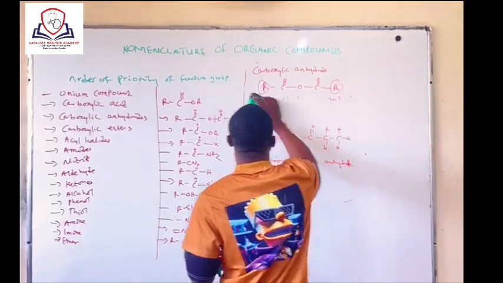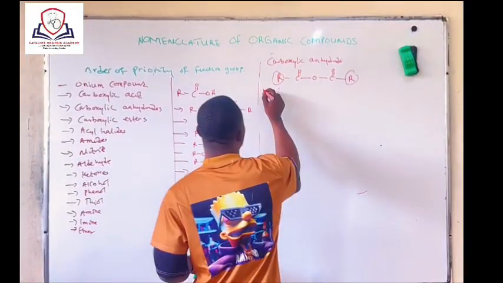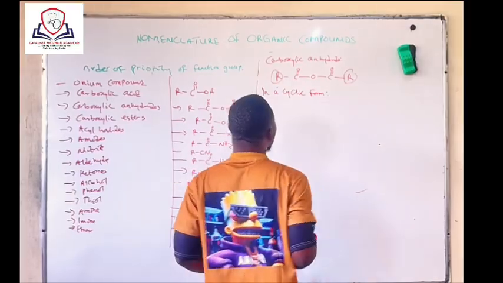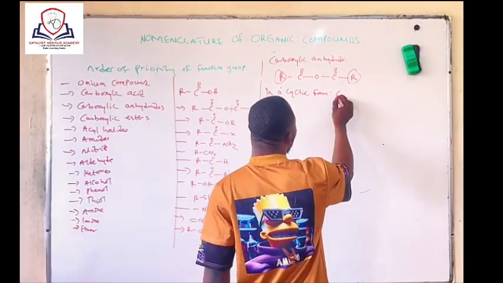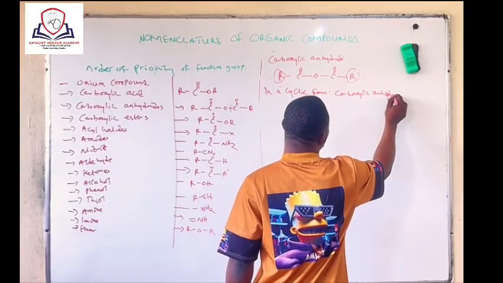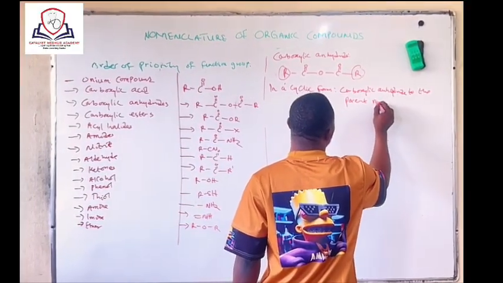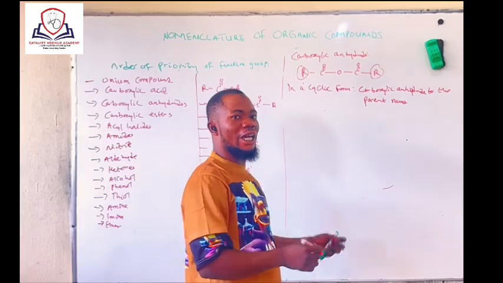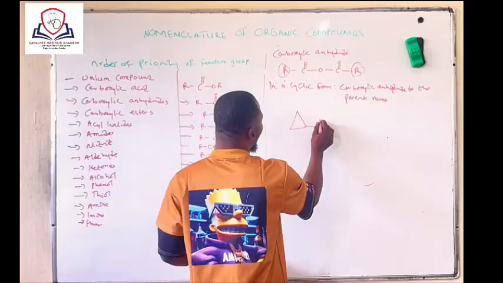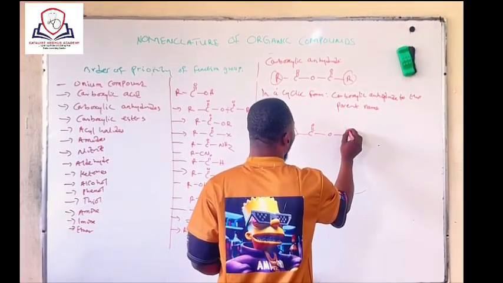Now, what if they occur in a cyclic form? If the R is in a cyclic form, you just add carboxylic anhydride to the parent name. You add carboxylic anhydride to the parent name. For example, it is also the same thing. You can have symmetry of it and also asymmetry of our R parts.